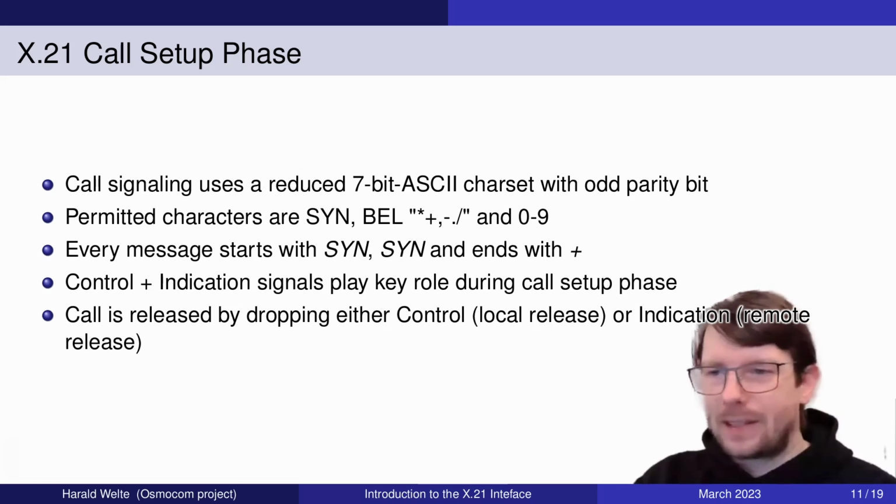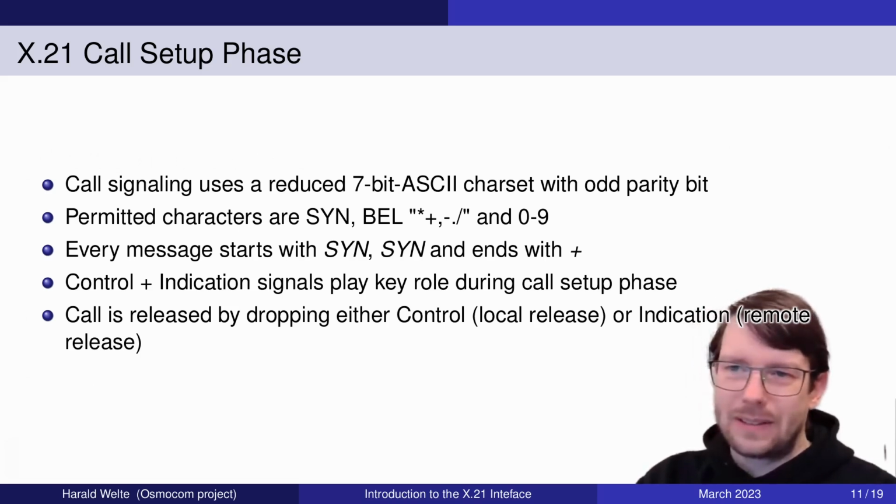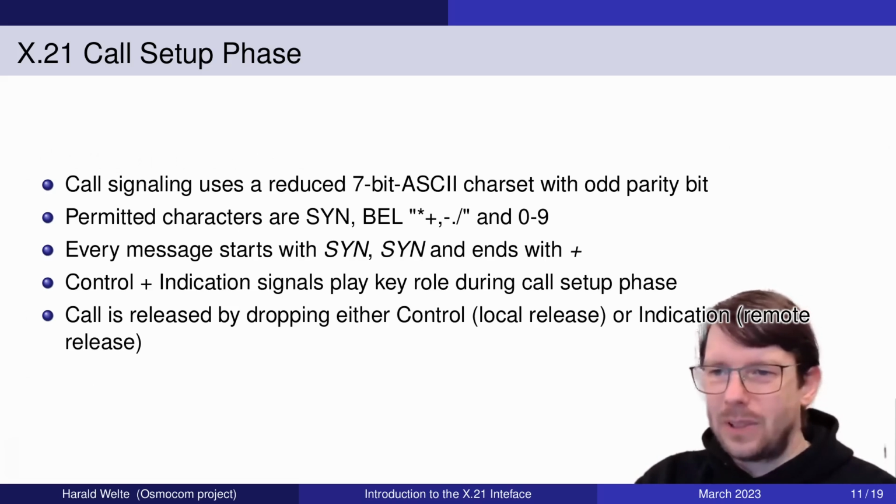The permitted characters are the SYN character, the bell character, asterisk, plus, comma, minus, dot, slash, and the digits 0 to 9. Every message that's transmitted during this call signaling, call setup phase starts with 2 SYN characters, and it ends with a plus character.